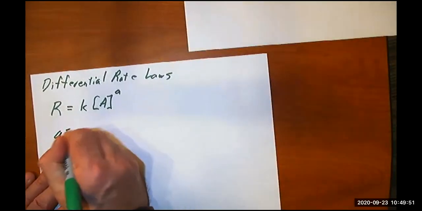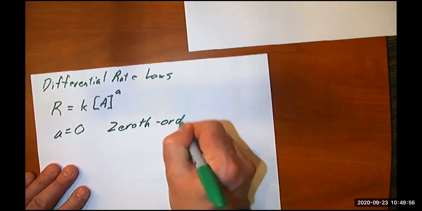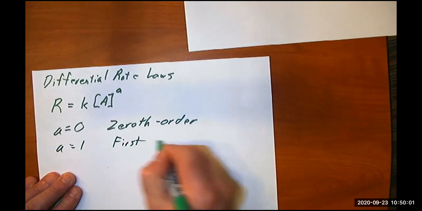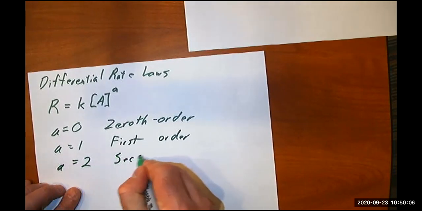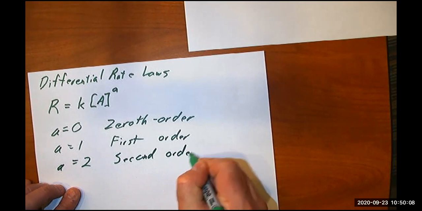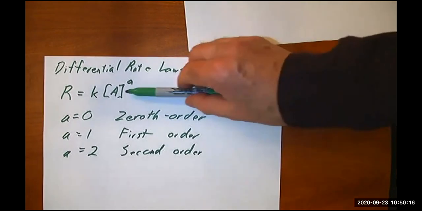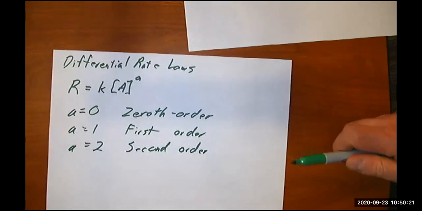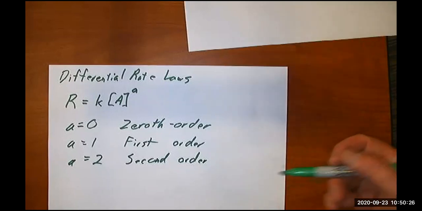A equals 0 is a 0th order reaction. A equals 1 is a first order reaction. And A equals 2 is a second order reaction. Those are by far the most common cases for a rate law that only involves a single component. Okay. So that's where this reaction order terminology comes from.